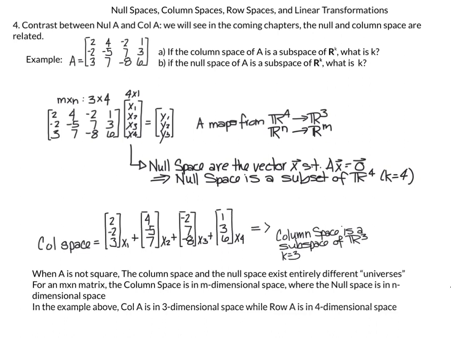And so, again, this comment here: if A is not square, the column space and the null space exist entirely in different universes, right? The null space is a 4-dimensional object in R4, whereas the column space is a 3-dimensional object in R3. For an m by n matrix, the column space is an m-dimensional space, whereas the null space is an n-dimensional space.